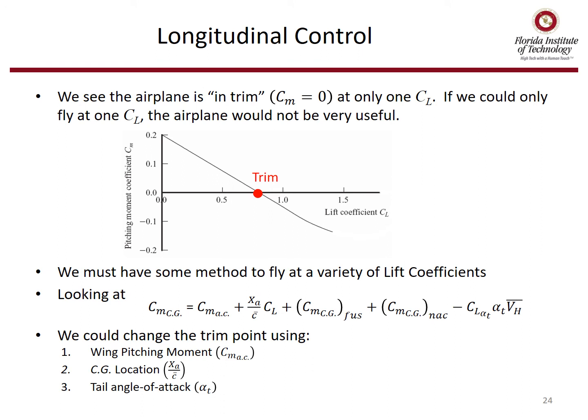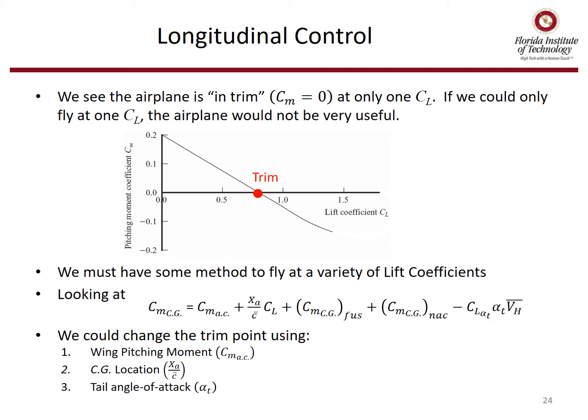Next, we'll switch over to longitudinal control. We've balanced, we're statically stable, but we still need to be able to control the aircraft. So we can trim the airplane at zero pitching moment, but from the graph we see that only occurs at 1 CL. And that would not be a very useful airplane. Airplanes need to fly at different speeds and different CLs. So we have to look at a way to vary the lift coefficient.